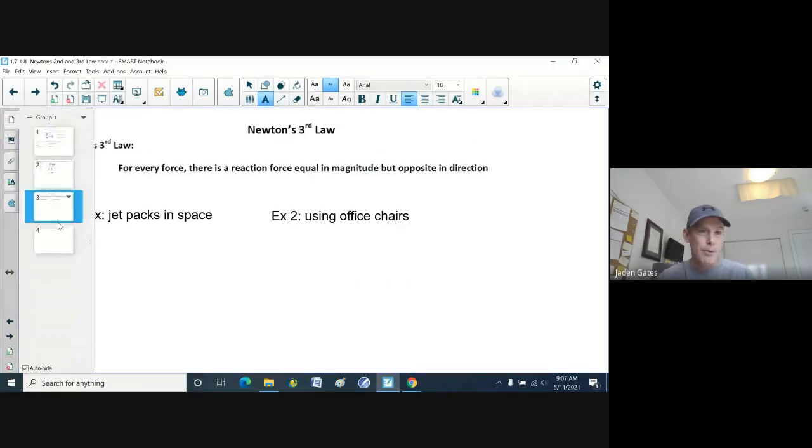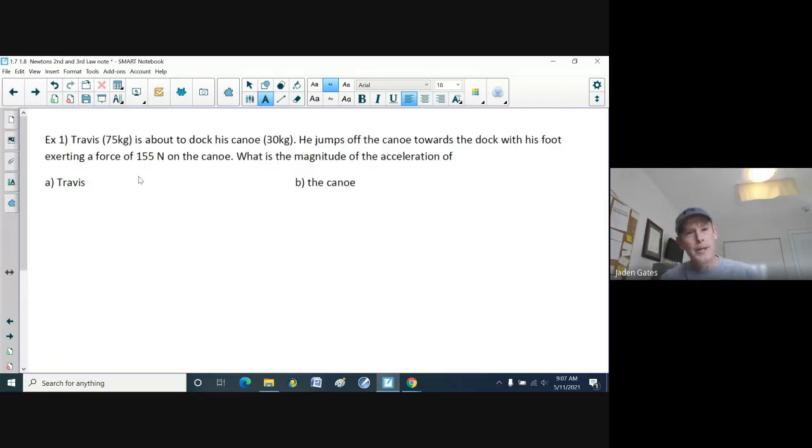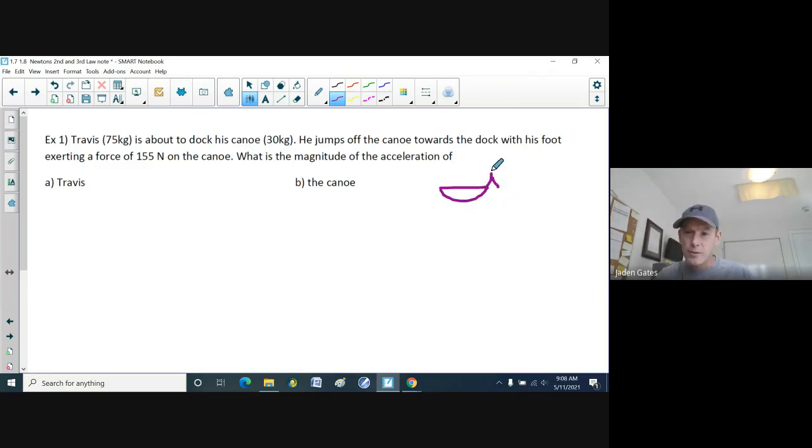Now, a classic example of this third law is example 1 here, where Travis, 75 kilograms, is about to dock his canoe, 30 kilograms. He jumps off the canoe towards the dock with his foot, exerting a force of 155 newtons on the canoe. What is the magnitude of the acceleration of both Travis and the canoe? So just to give you a picture of what we're looking at, and again, you can see what a great artist I am here. Here's my canoe. There's Travis.